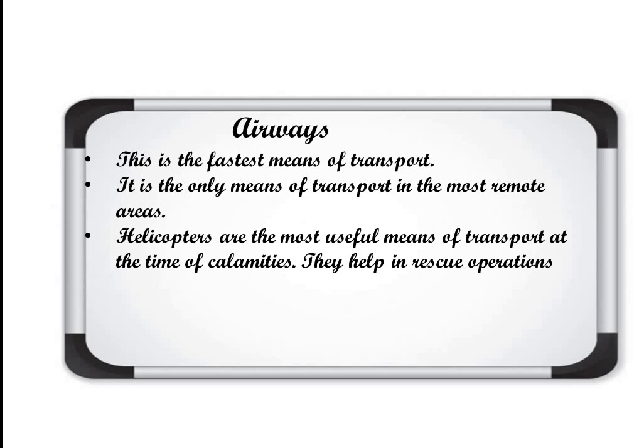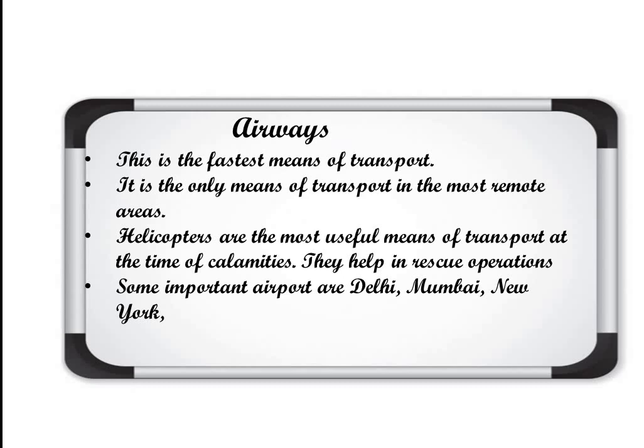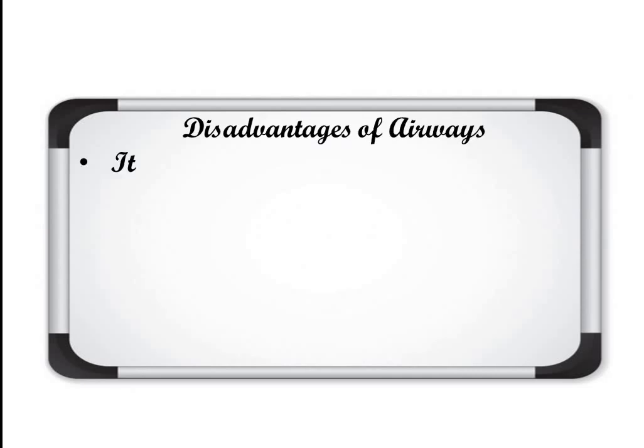Now we will take some examples of airports. Some important airports are Delhi, Mumbai, New York, London, Paris, etc. Clear? So we will take the examples now. Now it's time to have a discussion on the disadvantages of airways. These are the advantages we have done.